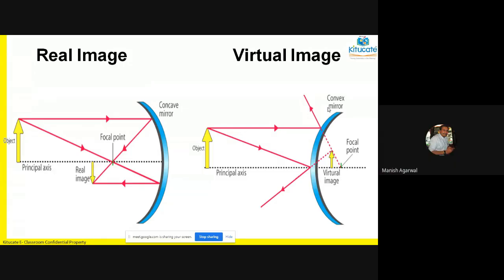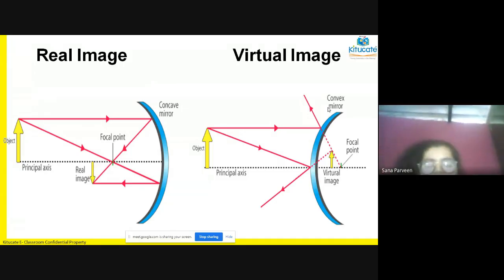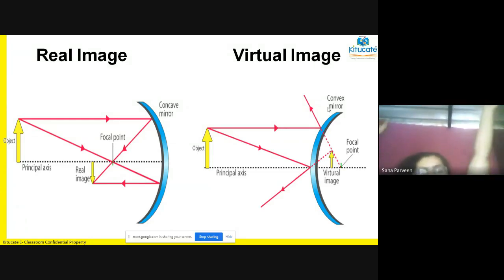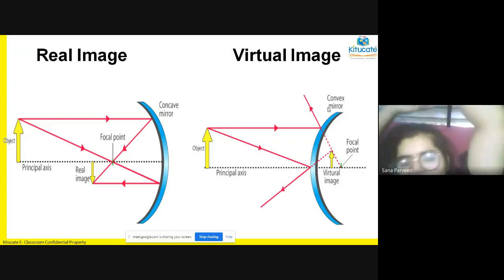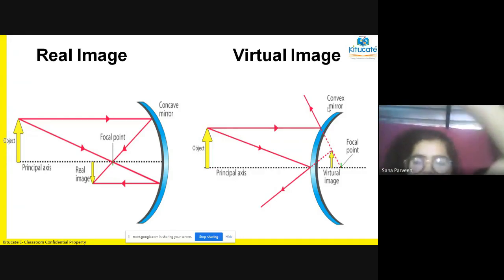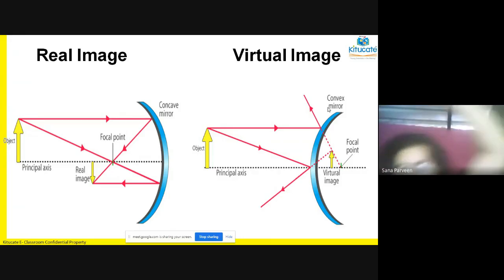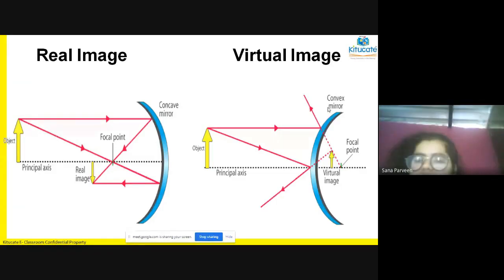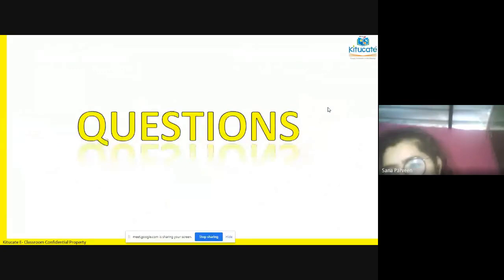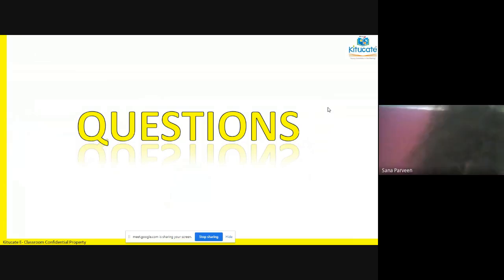Okay. So this is what we were saying. The comparison is made between real image and virtual image. Real image: the object is there, the object is straight, but the image is inverted. In virtual image, the object is straight, the image is also straight, but formed behind the mirror. If you have any questions, we'll take your questions. If you don't have any questions, we can just continue because we have a lot to cover.